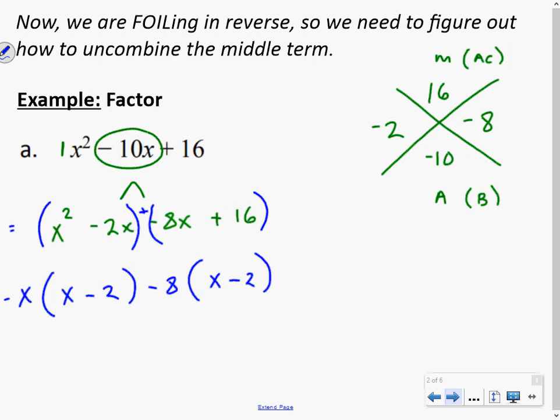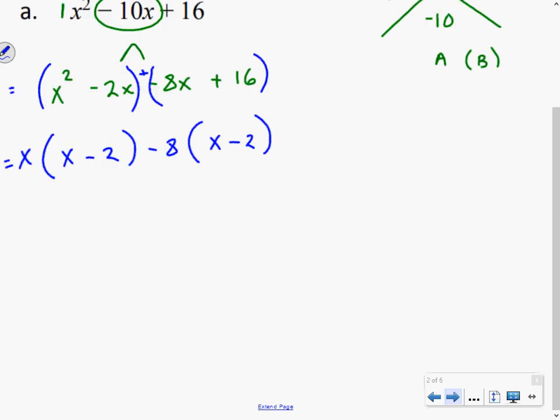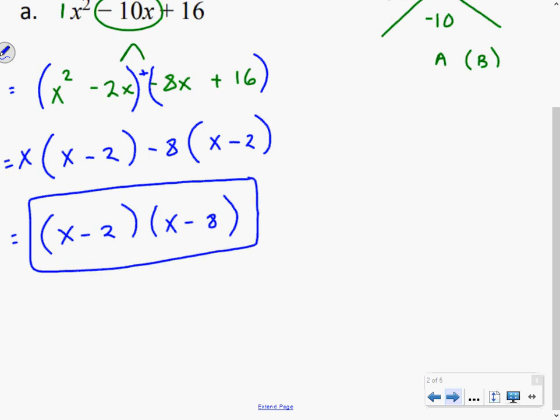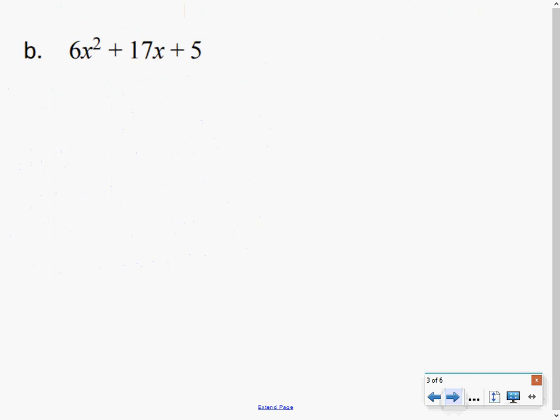Okay, so now we know I can factor x minus 2 out of my entire expression here, which will leave me with x minus 8. And this is the factored form of our original trinomial. And remember, you can always check by just multiplying this back together, FOIL it, and make sure it matches your original expression. So let's see another one here.